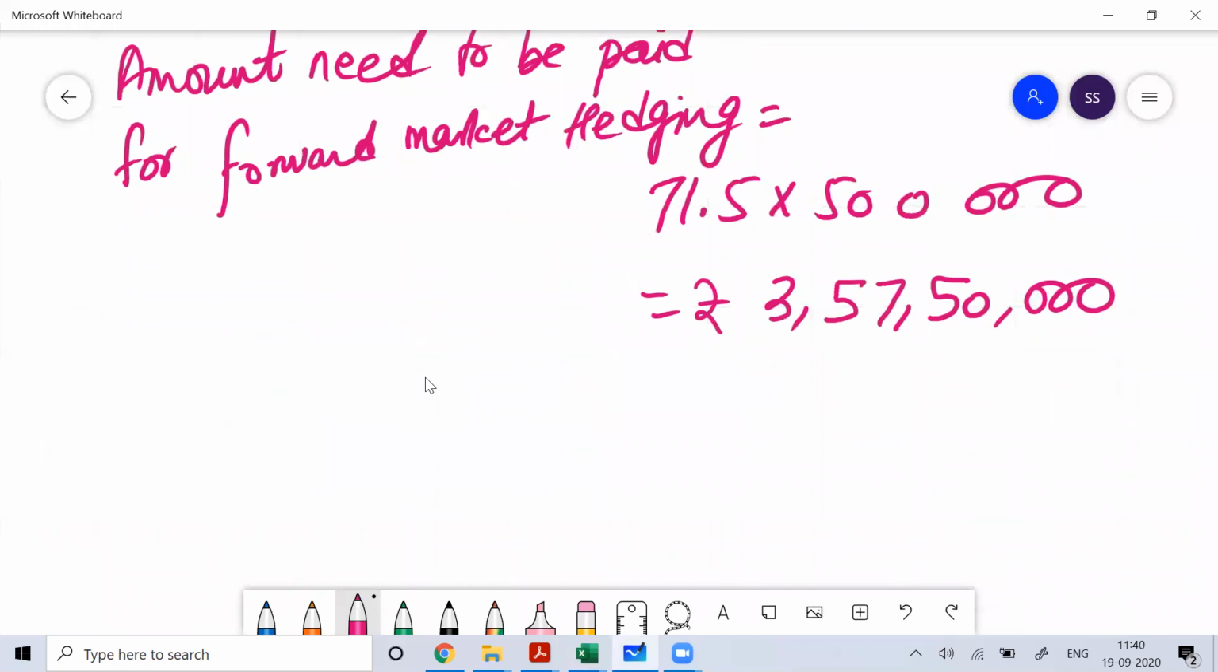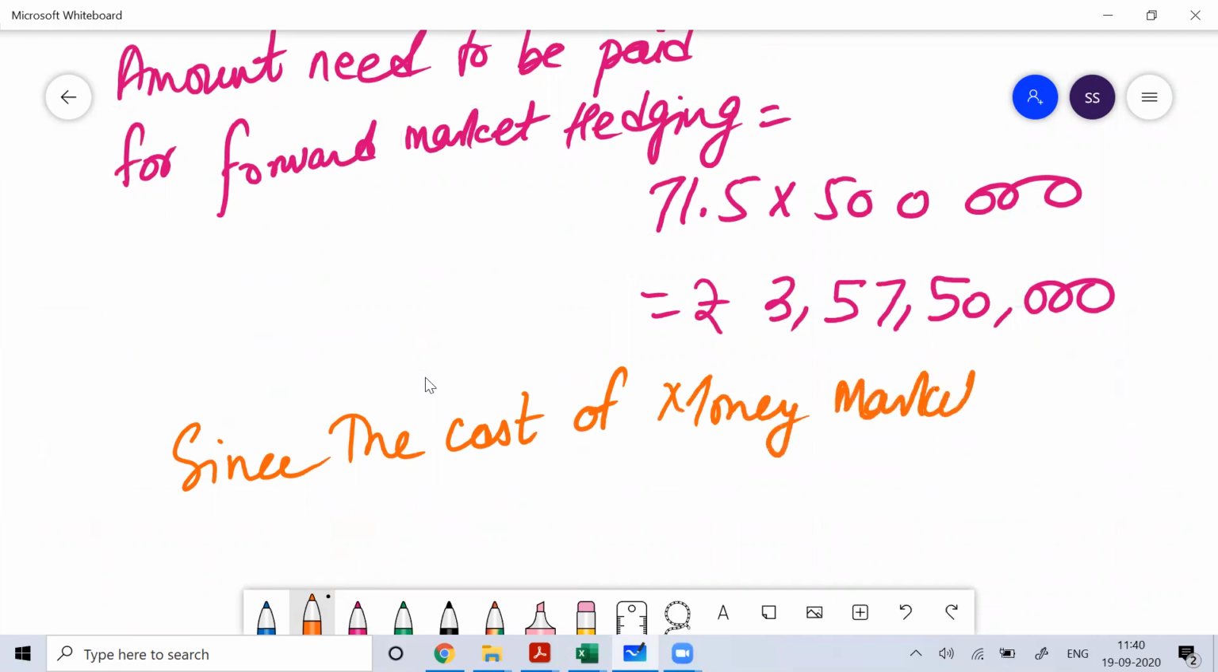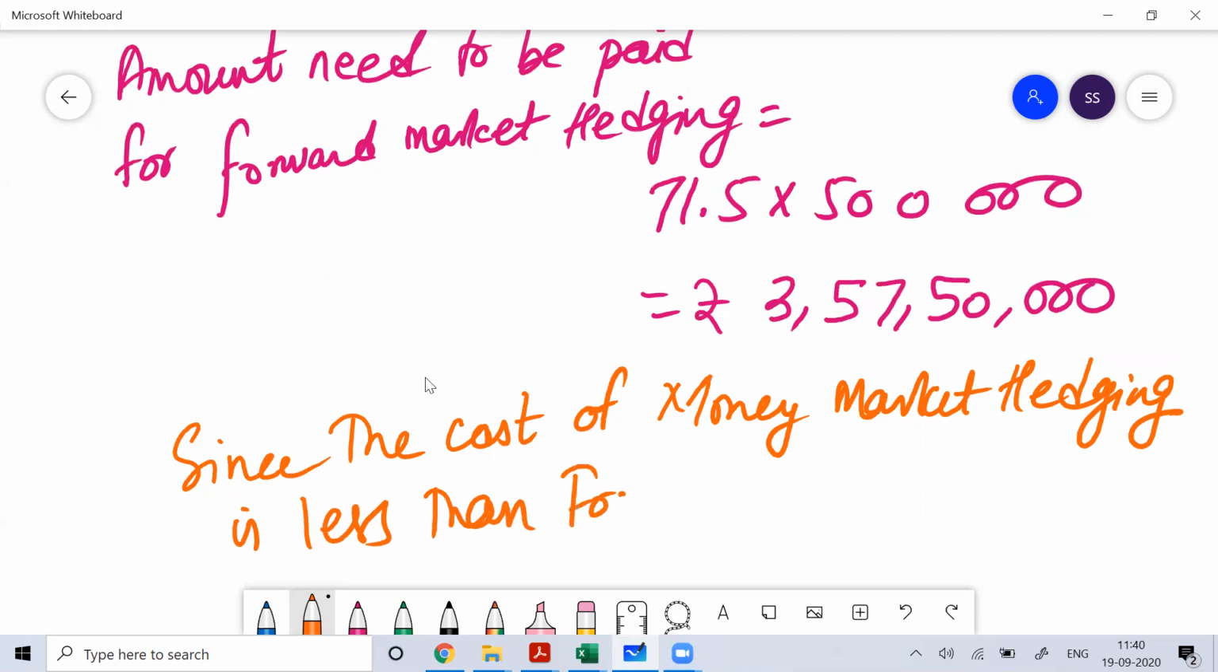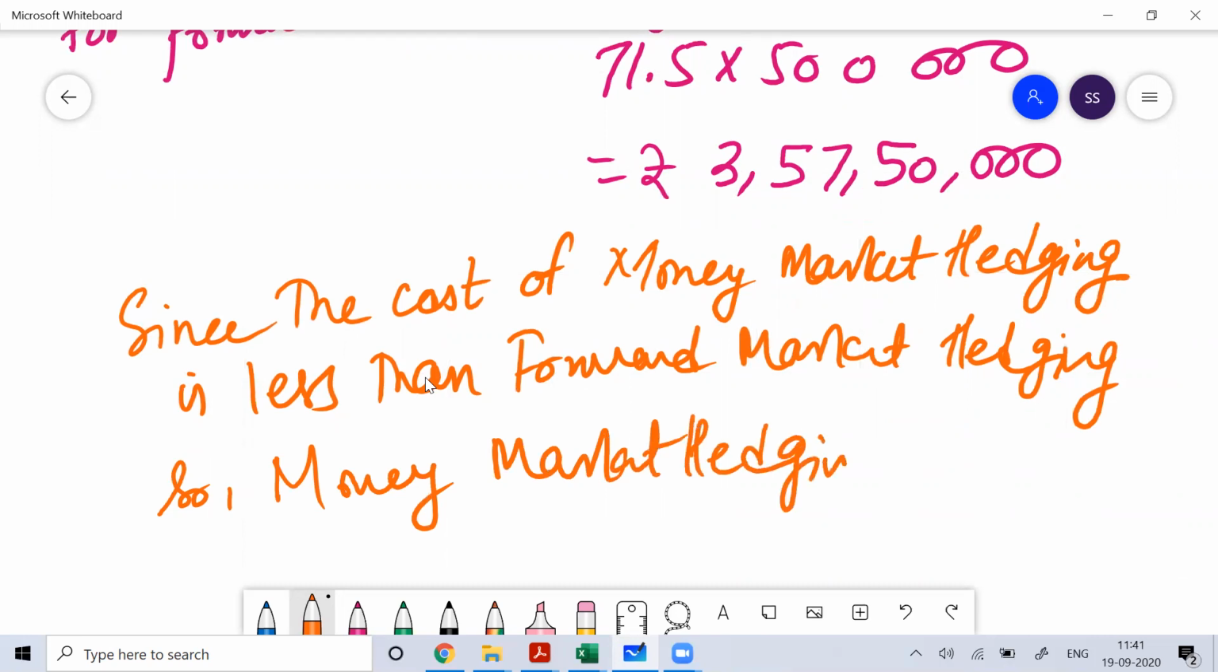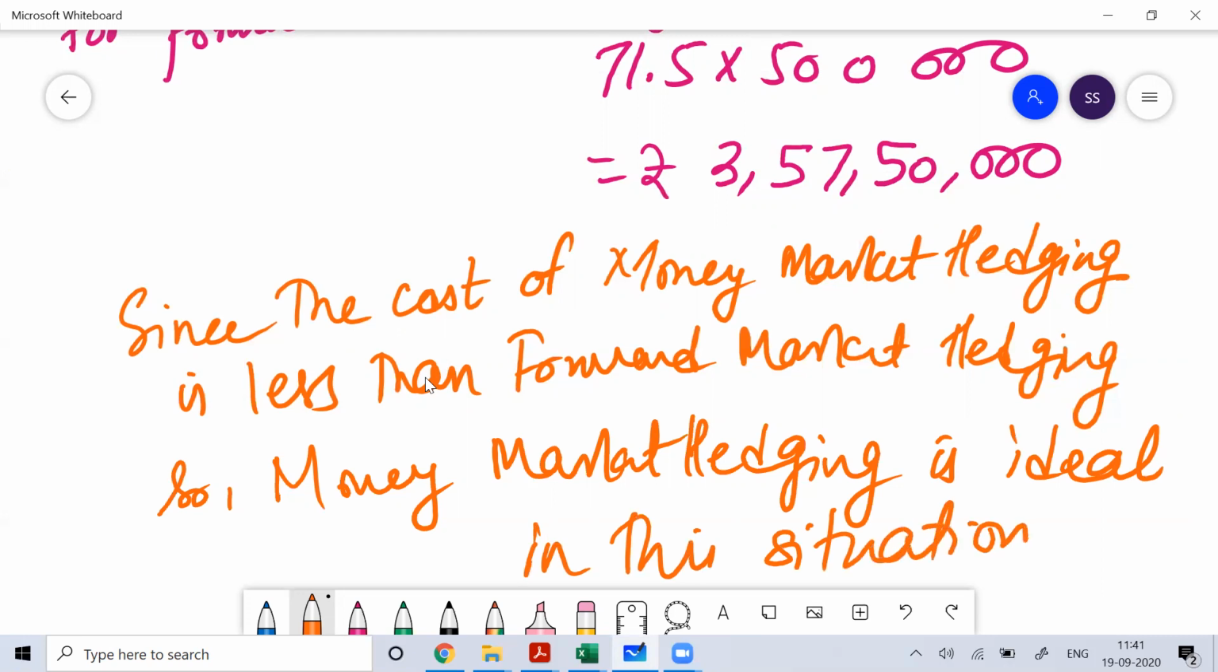And so you can see that since the cost of money market hedging is less than forward market hedging, money market hedging is ideal in this situation. So I hope you understood this.